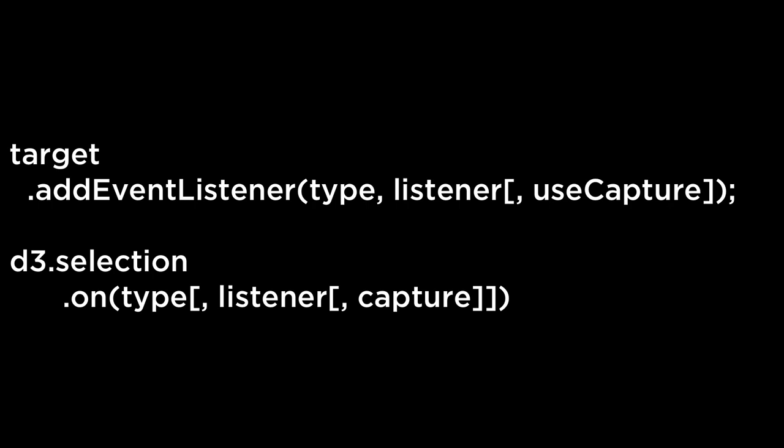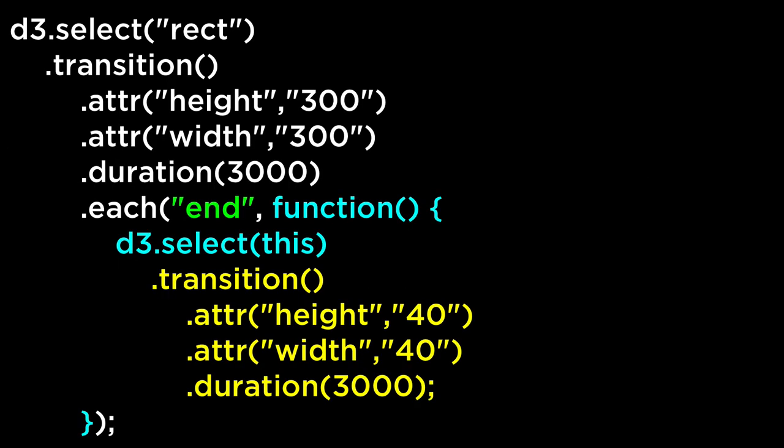The D3 selection.on method adds an event listener to each element in the current selection. In the case of transitions, we can have a D3 listener for the end event of a transition. In this example, we create the SVG rectangle and define its attribute value pairs. Then we define the same transition we have been using all along, basically that the rectangle will expand.